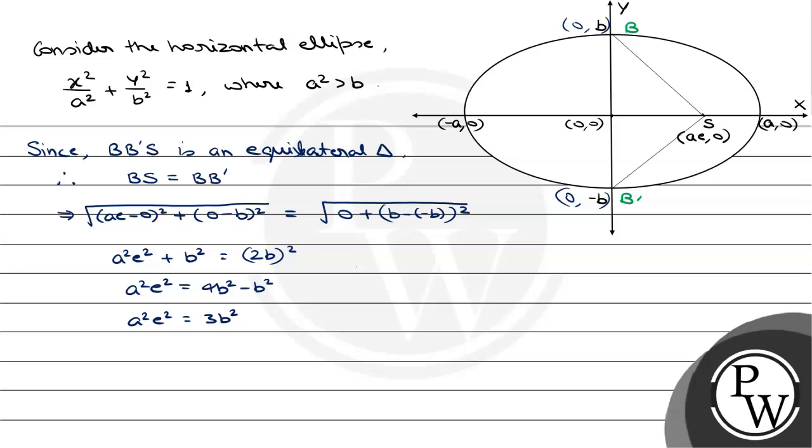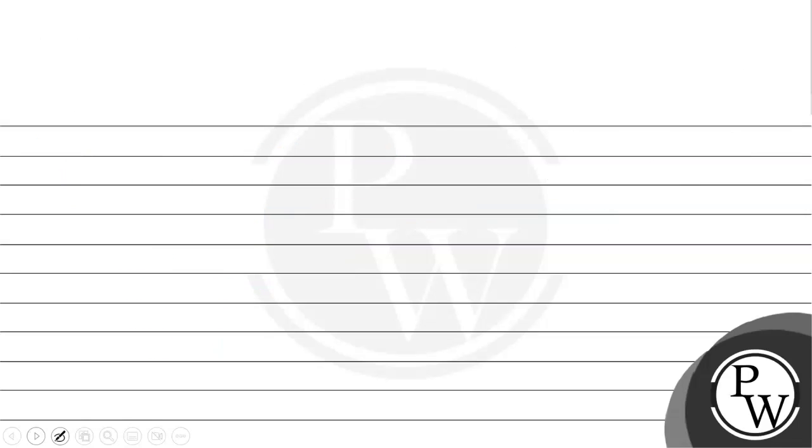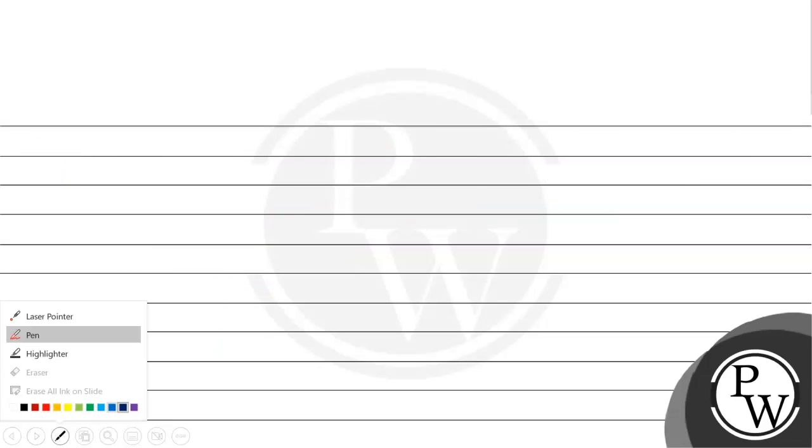So from here I can write b square equals a square e square upon 3. So from here we got the relationship between b square and a square. Now as we know that the eccentricity of an ellipse is given by the formula square root of 1 minus b square upon a square, let's substitute the values.